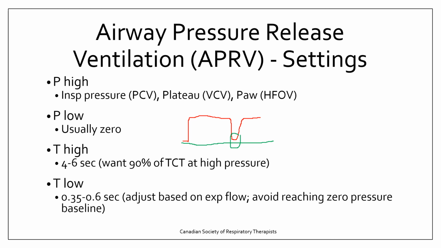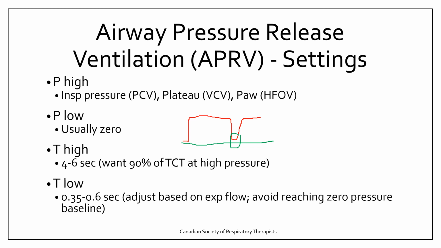You're not setting a respiratory rate in this mode. It is a spontaneous mode of ventilation. You're determining what your respiratory rate is based on adding your time at high, consider that your inspiratory time, and your time at low, your expiratory time. So add those two numbers together and divide that into 60, and that's what's going to determine your respiratory rate, quote unquote. So really you want your time at high to be 90% of that total cycle time.